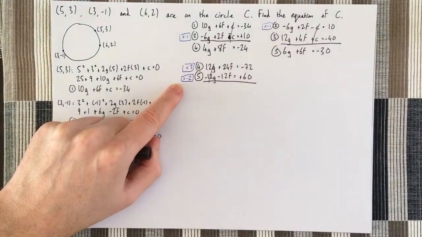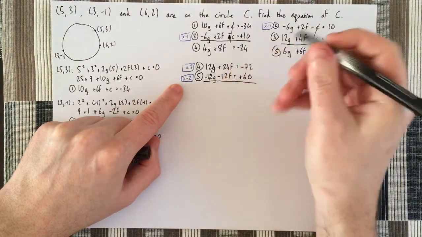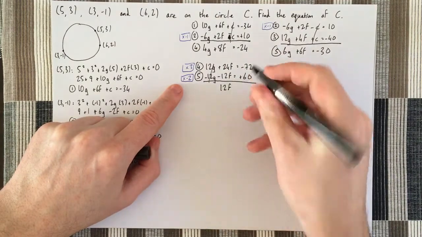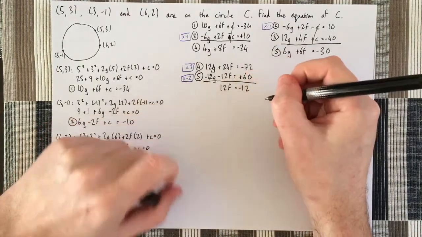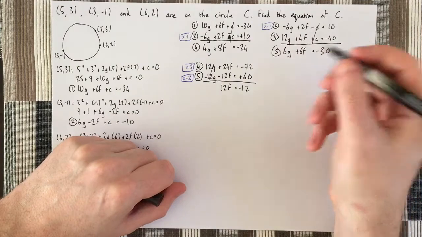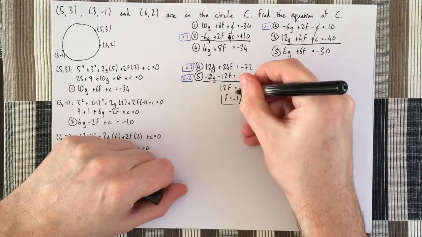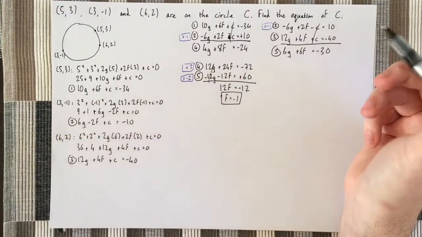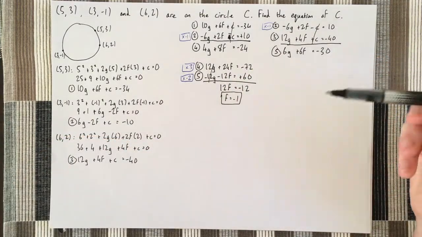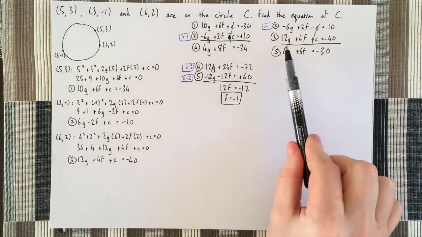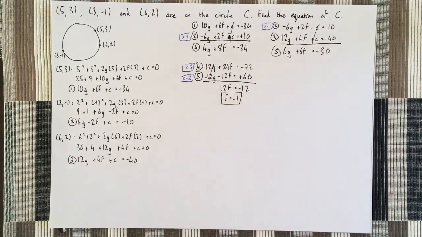12g minus 12g is 0. 24f minus 12f is 12f. 60 minus 72 is minus 12. So if 12f is minus 12, divide both sides by 12 and you get f is equal to minus 1. You need to solve for g and c now. So to solve for g, you either take this equation or this equation and sub minus 1 in for f.